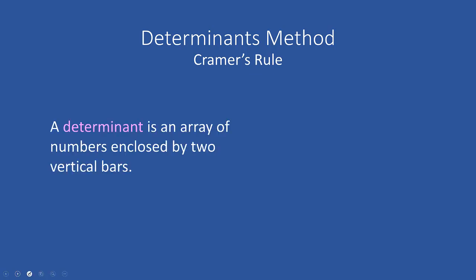A determinant is an array of numbers enclosed by two vertical bars, like this example. Here in yellow on the screen, we have a determinant of 2 by 2. We can have larger determinants of 3 by 3, 4 by 4, or larger. But since we're studying systems of equations with two variables, we will only be working with determinants of 2 by 2.